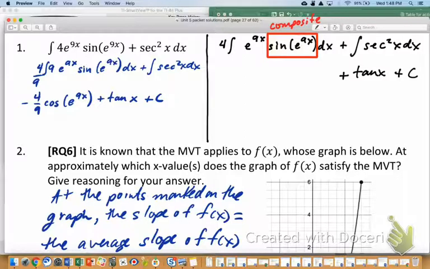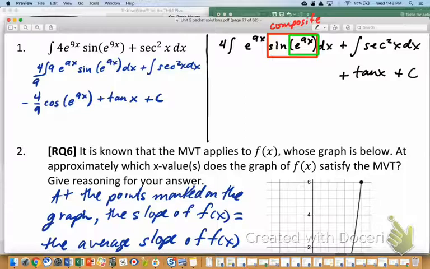So if that's composite, I'm going to put a green box around the inside function. You guys okay with the inside being e to the 9x? Okay, so here's how I do the Timmy thing. I'm going to ask myself, what's the derivative of the green box? What's the derivative of the inside function? And you would say? I got to get that chain rule factor in there, right?